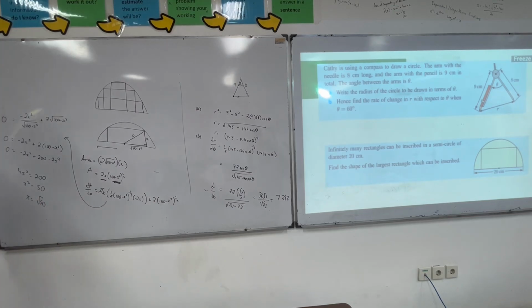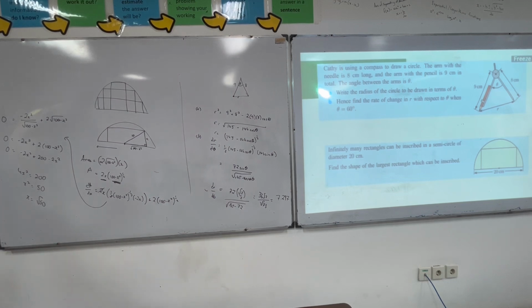I got y equals 20. What's y? When I put x equals 0. We don't want x to be 0. 7.07. Yeah, I'd leave it as root 50. That's okay. And that's it, done.